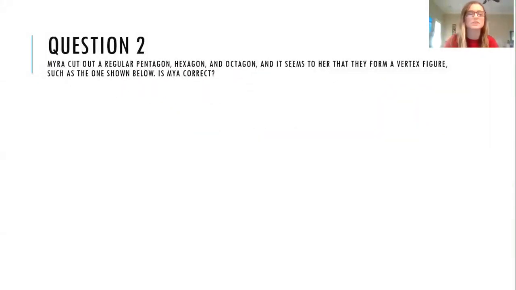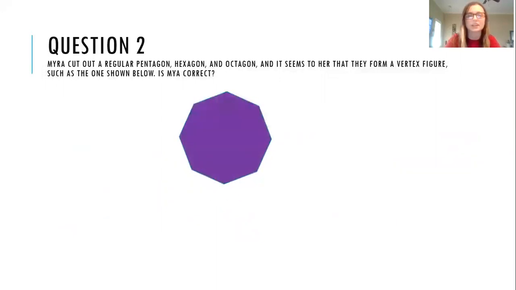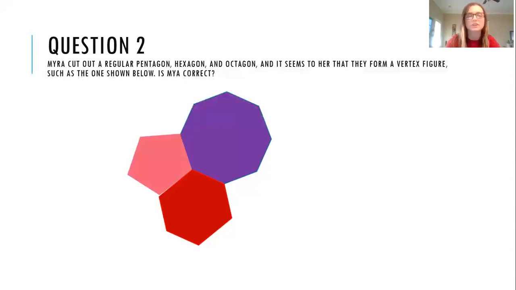So for question 2, Maya cuts out a regular pentagon, hexagon, and an octagon, and it seems to her that they form a vertex figure, such as the one shown below. Is Maya correct? Well, let's look at our figure. So here's our octagon, hexagon, and our pentagon.